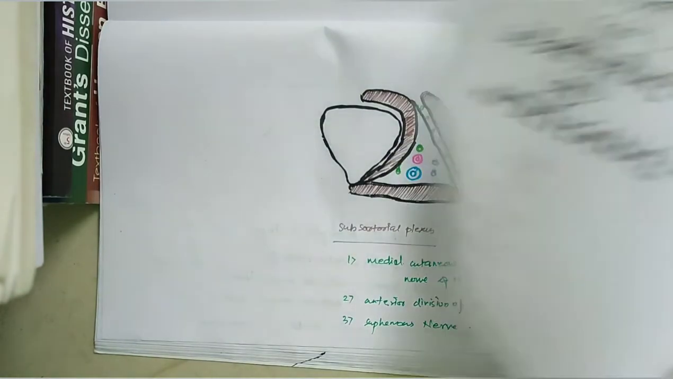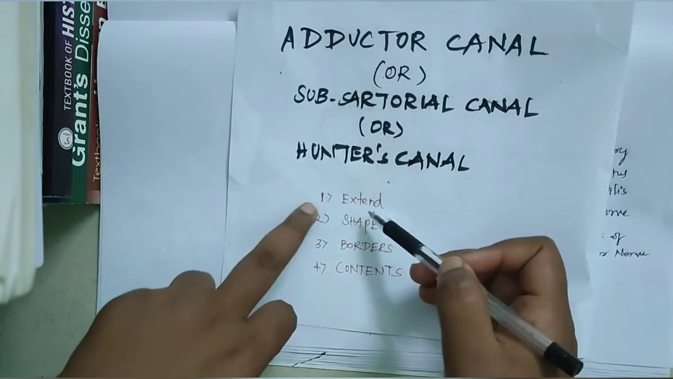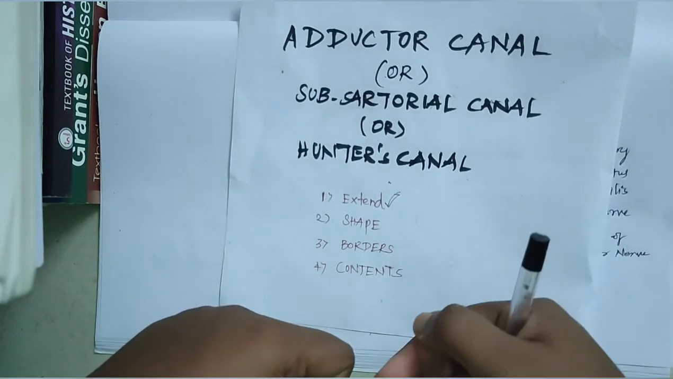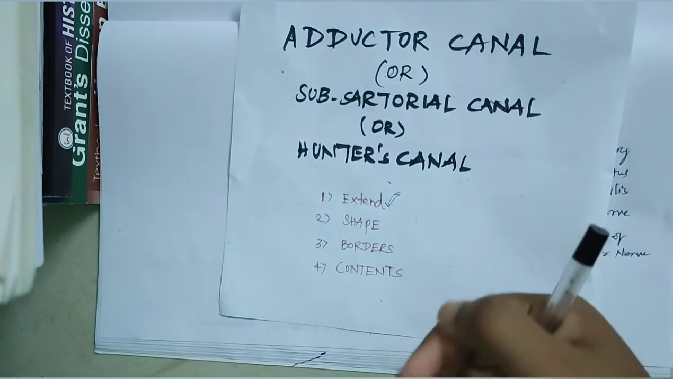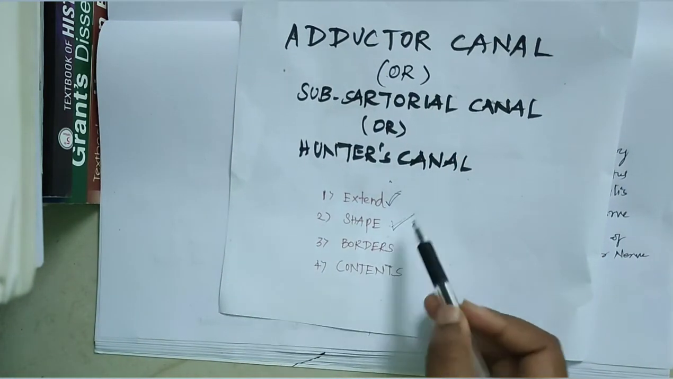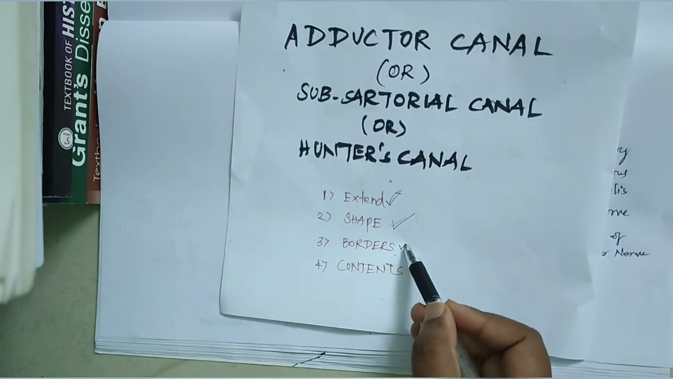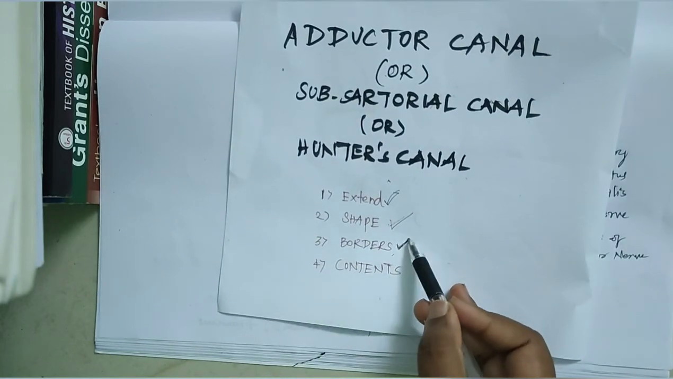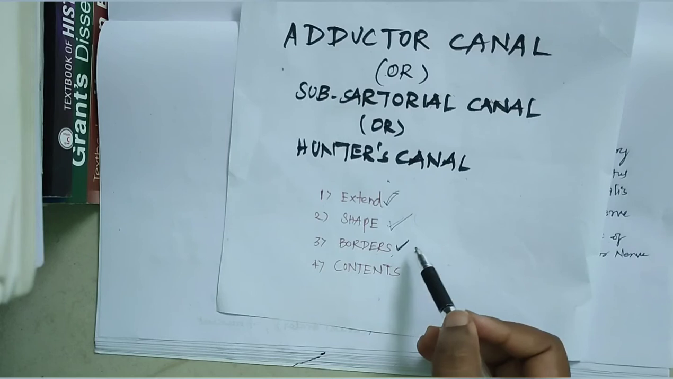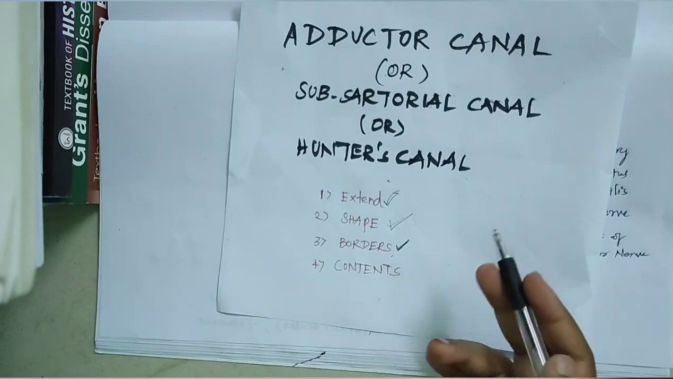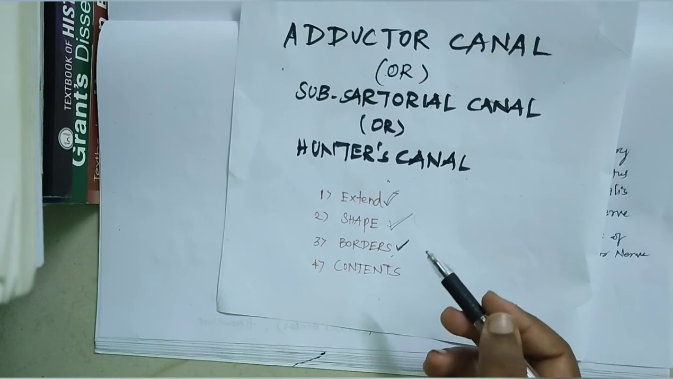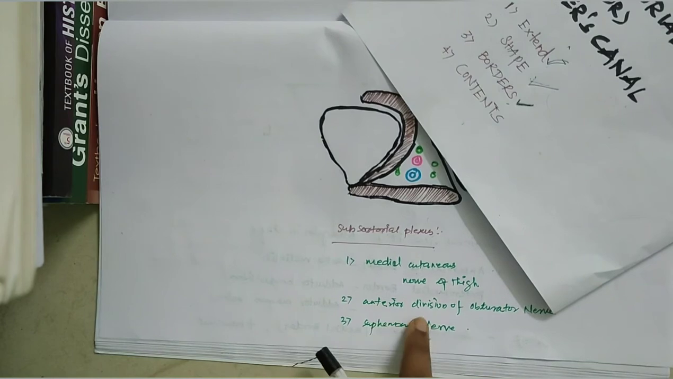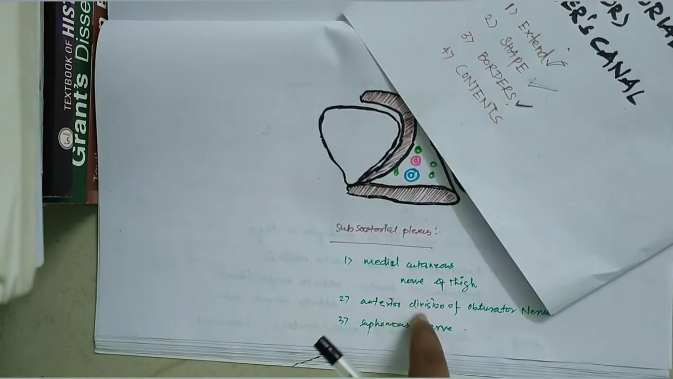First thing is the extent, we already know. From the apex of the femoral triangle to below, the adductor hiatus, that is the tendinous opening. It is triangular in shape. Borders: anterolateral border vastus medialis, and posterior-medial border adductor longus and adductor magnus. Roof: sartorius and fibrous sheath. Between the sartorius and the fibrous sheath, we have the subsartorial plexus: medial cutaneous nerve of thigh, anterior division of obturator nerve, and saphenous nerve. You remember this.